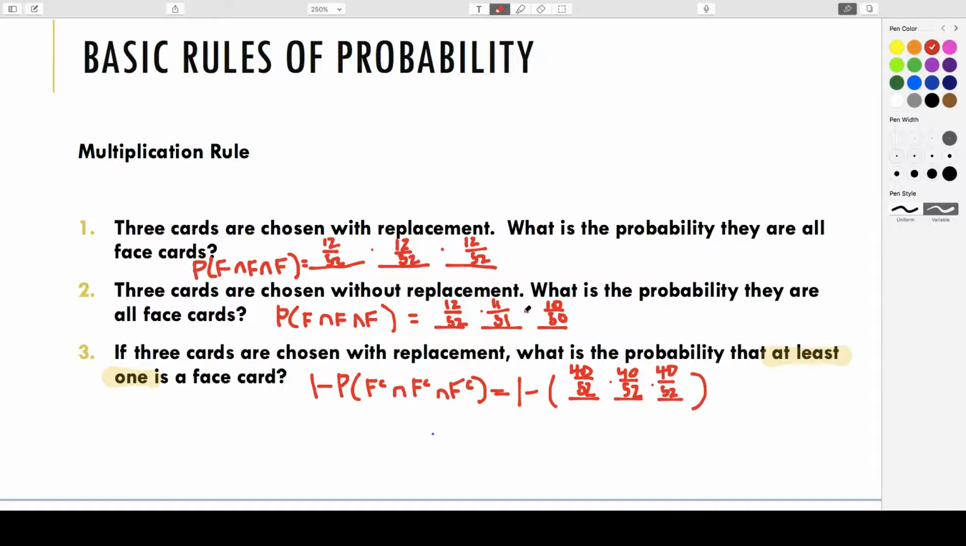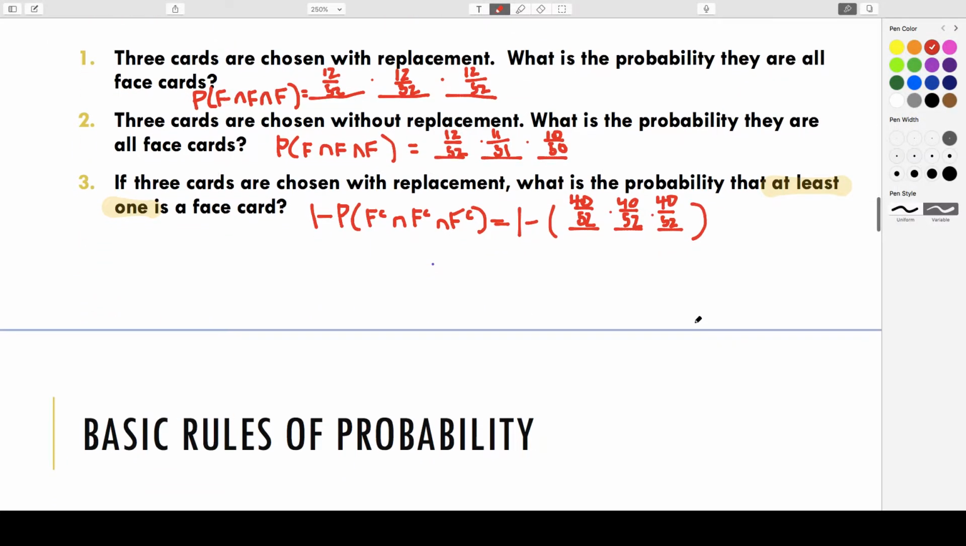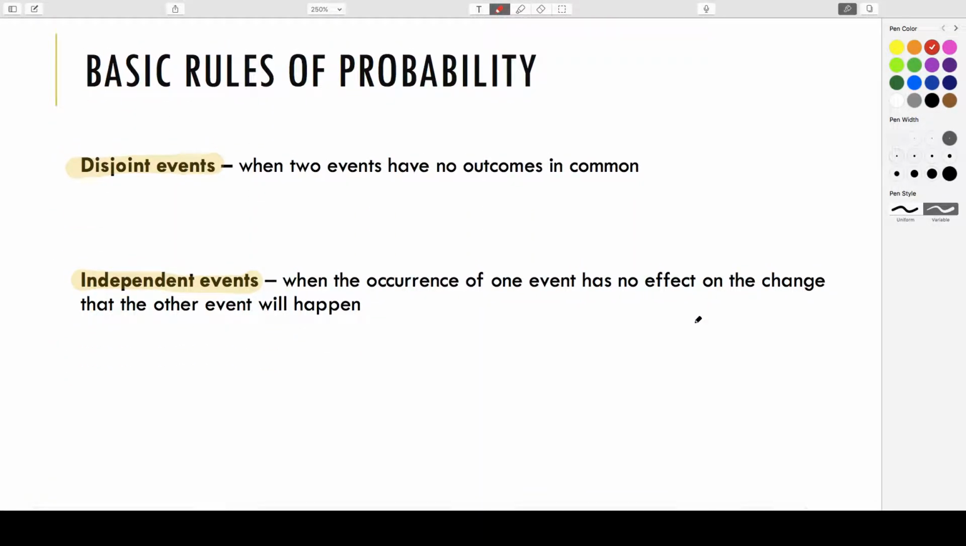But in 2, they were not independent because the fact that I got a face card on the first one affected the probability of the second and the third and so on. So make sure you know that definition. Independent events is when the occurrence of one does not affect the occurrence of the other. What's disjoint events though? Isn't that like mutually exclusive? Yeah, another word for disjoint is mutually exclusive. Those are synonymous.